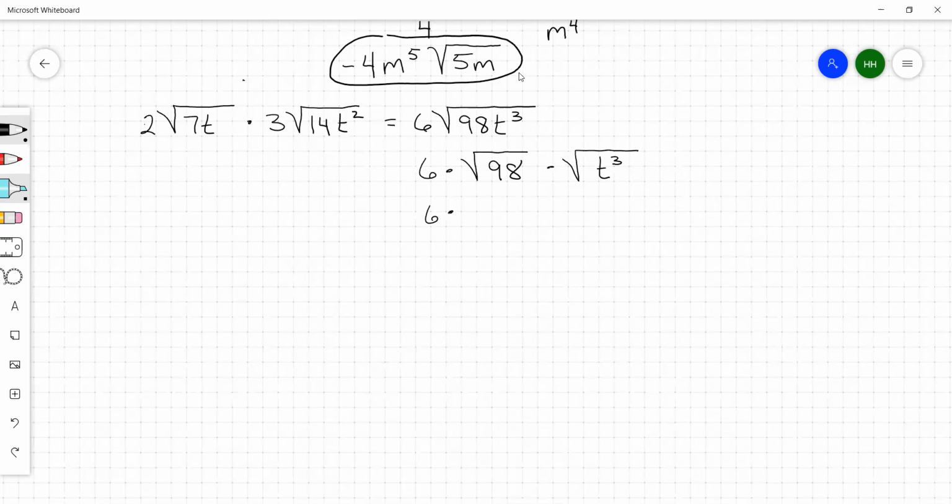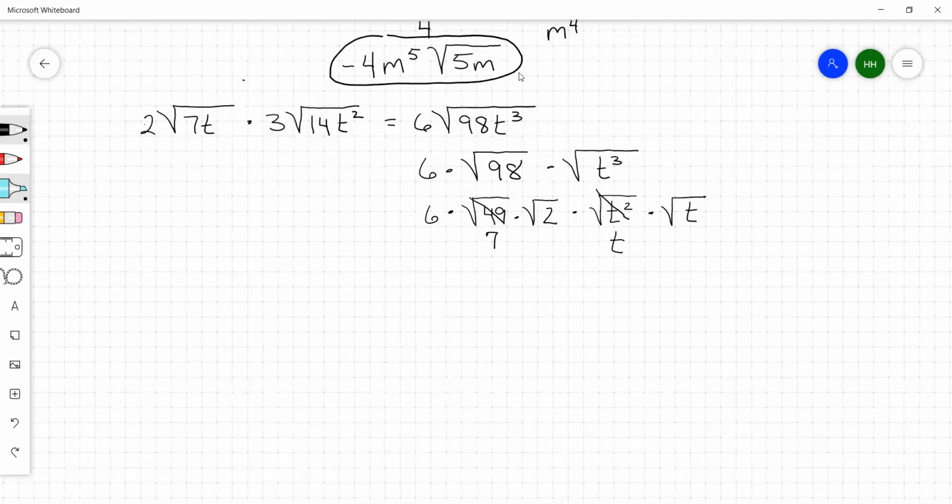Your square root of 98 becomes the square root of 49 times the square root of 2. Your square root of t to the third is the square root of t squared times the square root of t. And now you simplify your perfect squares. The square root of 49 is equal to 7. The square root of t squared is equal to t.